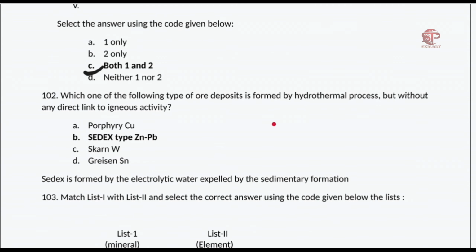Then also, which of the following hydrothermal processes are not directly linked with igneous activity? So it will be SEDEX type, because it is not directly linked with igneous processes, even though the product is from igneous. The hydrothermal solution will cycle through the oceanic crust, and then it is deposited. So though it is derived from igneous, it is not directly related to the igneous part. That's why it is SEDEX.